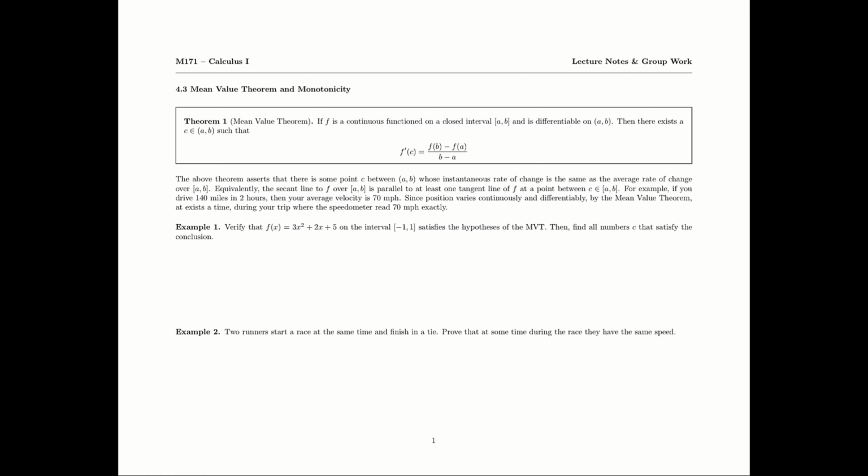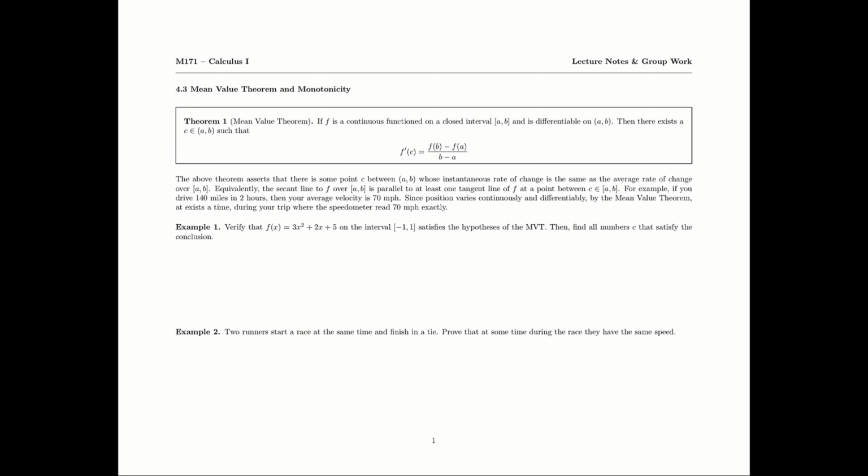All right, this next section we have 4.3, the mean value theorem, and something called monotonicity, or the property of a function being monotone. So, first let's talk about the mean value theorem.